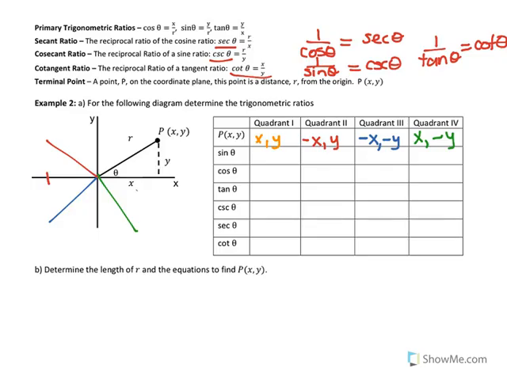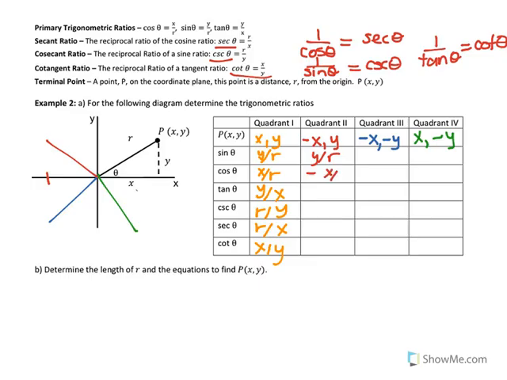So what that means is that our sine ratio for quadrant 1 is going to be y over r. Just so you know, r is a length, so it's always positive. Our cos is x over r. Our tangent is y over x. Our cosecant is r over y. Our secant is r over x. And our cotangent is x over y. They are all positive.